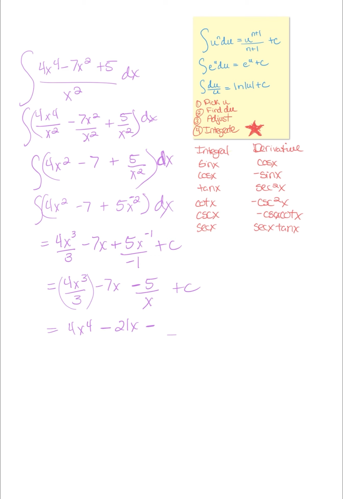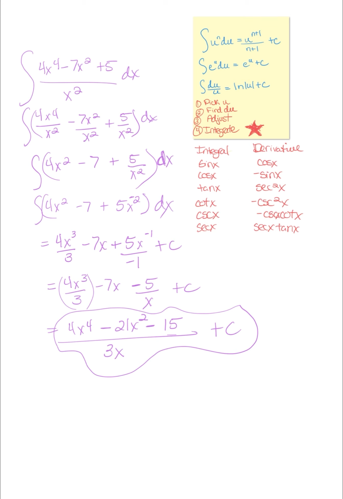And then, oh, I lied. We need a 3 and an x because he has nobody. He has nobody in the bottom. And then for the next, we need a 3. And this is going to be all over 3x plus c.